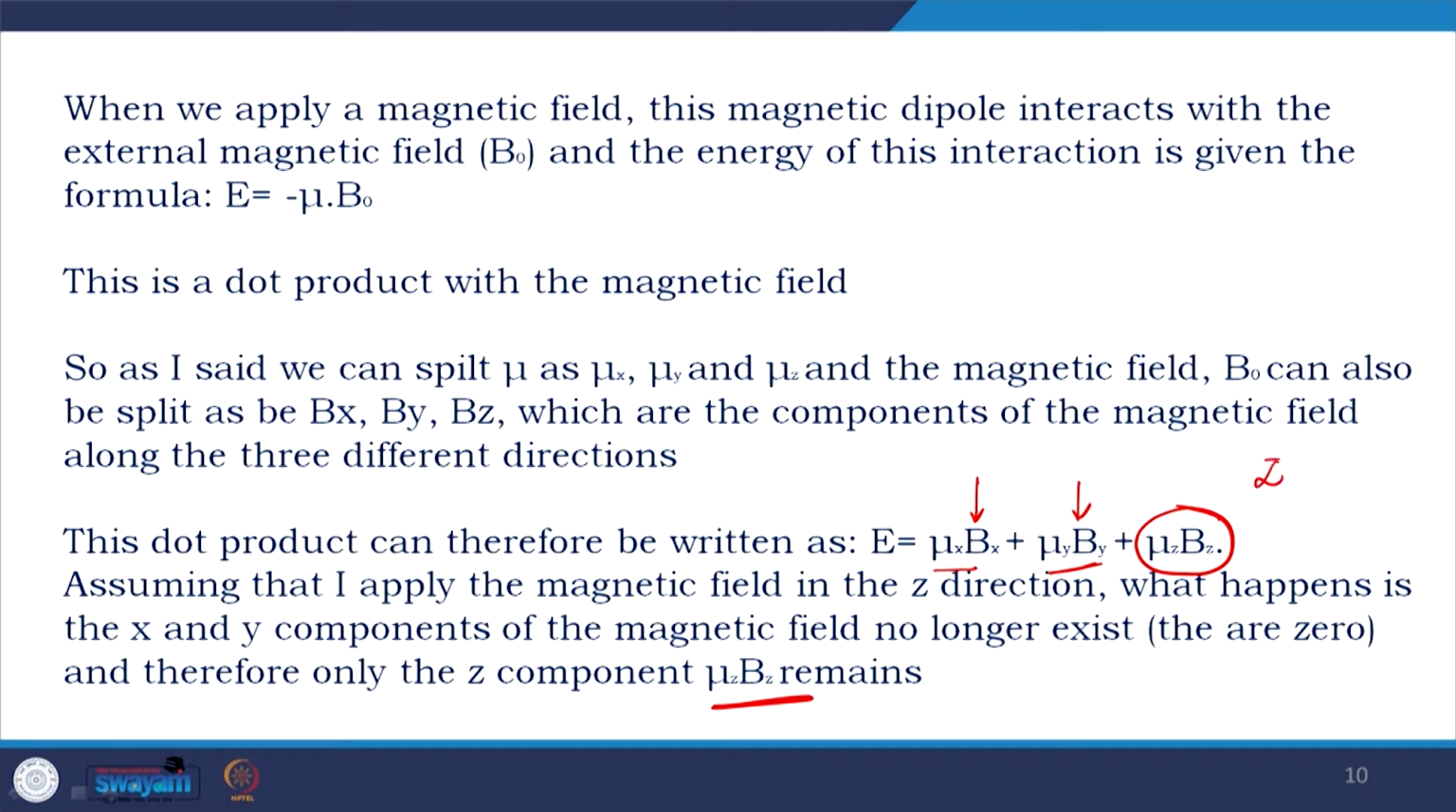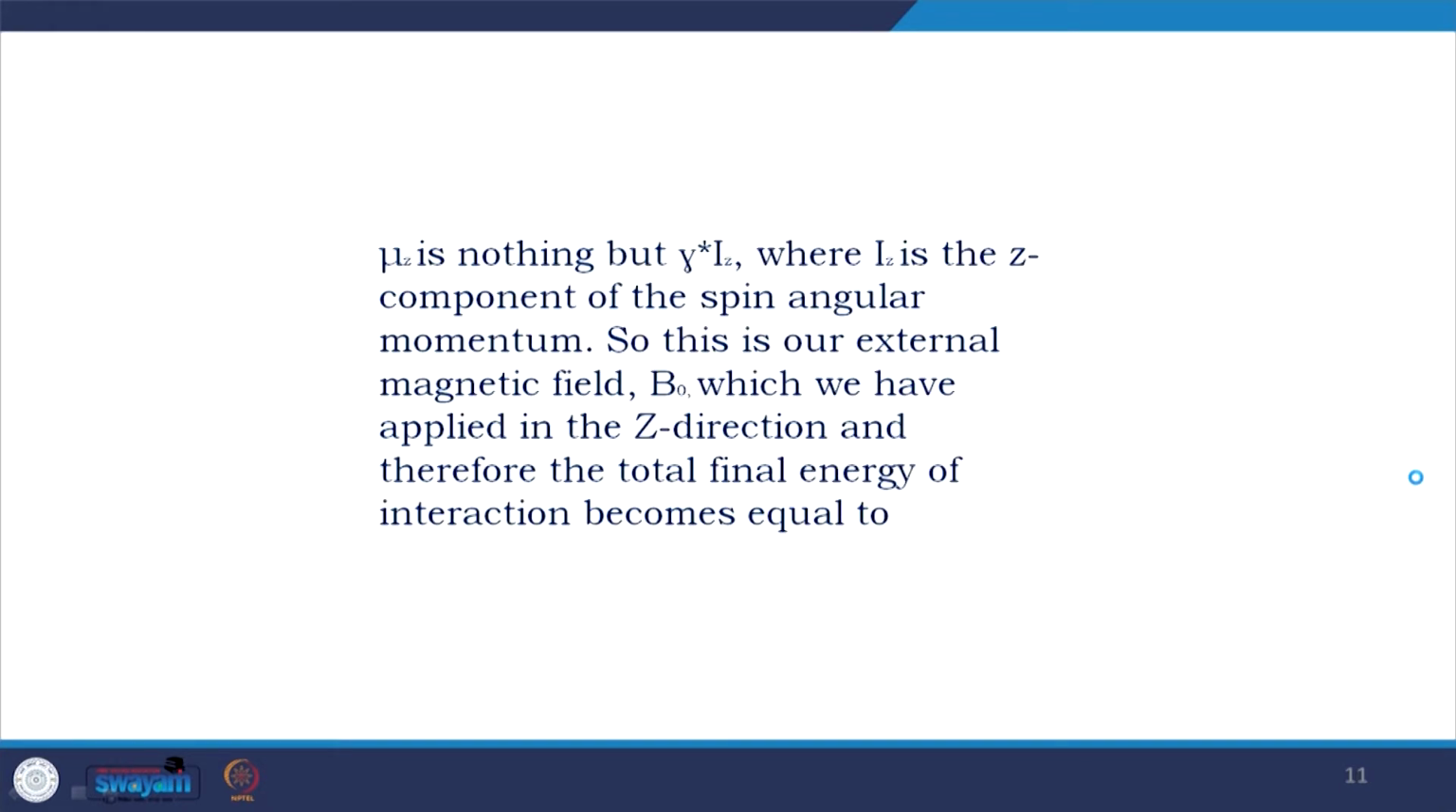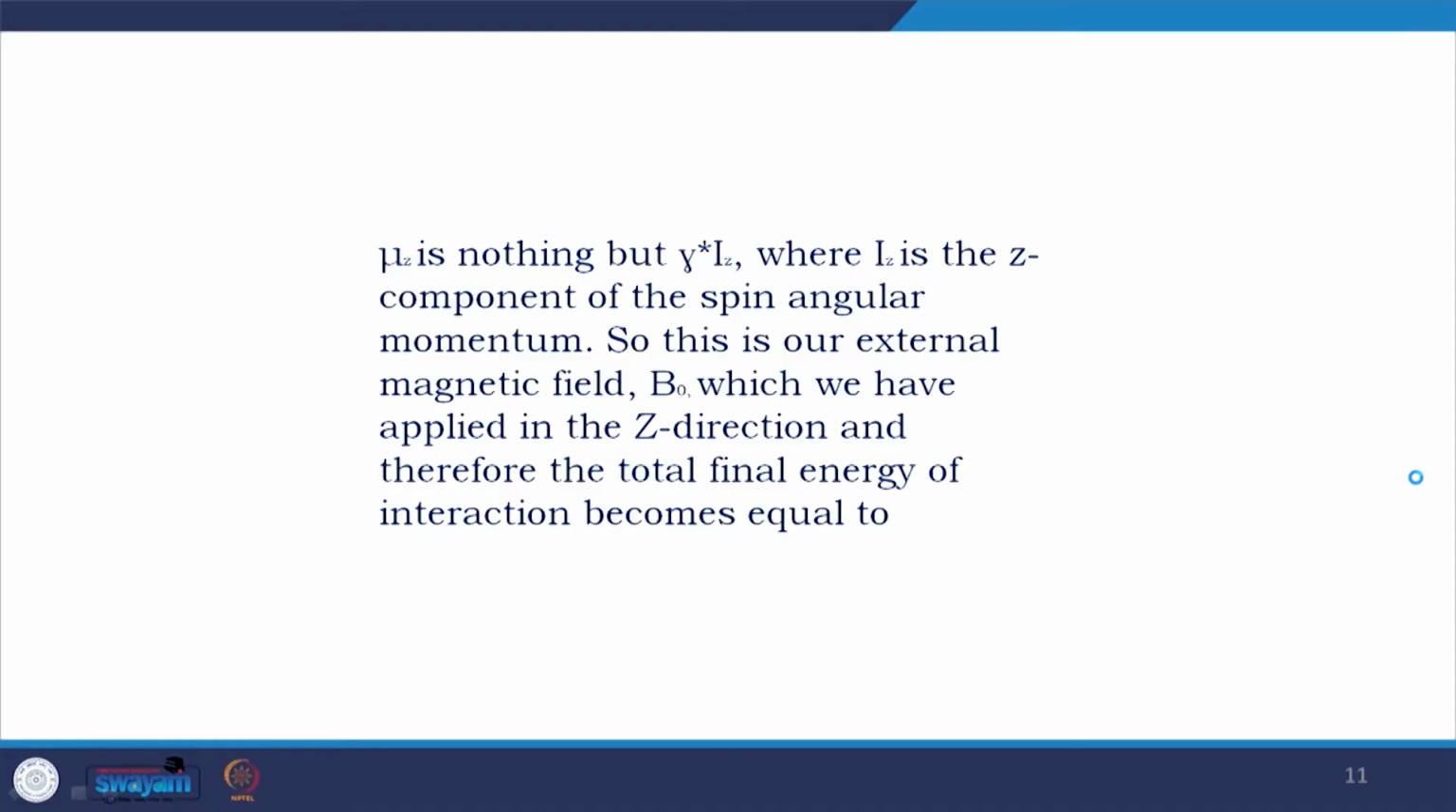So, now E equals minus mu z dot Bz. Now, this mu z is nothing but gamma into Iz, where Iz is the z component of the spin angular momentum, because spin angular momentum I is also a vector, which could be dissected into 3 coordinates. So, we only get the z coordinate. This is our external magnetic field B0, which we have applied in the z direction, and therefore the total final energy of the interaction becomes E equals minus B0 gamma Iz, that is the total energy.